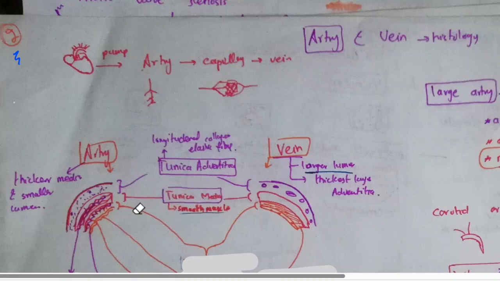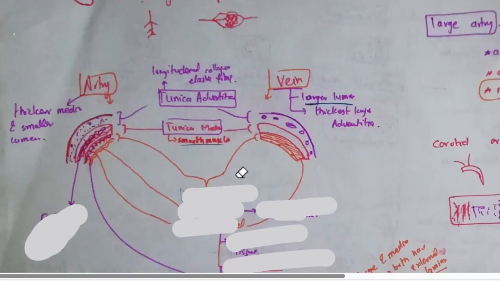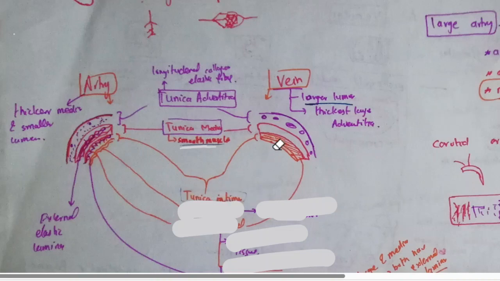Now the middle layer is called tunica media. In this middle layer there is smooth muscle. You have to remember that the media is thicker in the artery, and the vein's tunica media is not so thick. Another thing is that the external elastic lamina is also present in the arteries. If you see here, this is the tunica adventitia, tunica media, and the inner layer is called tunica intima.